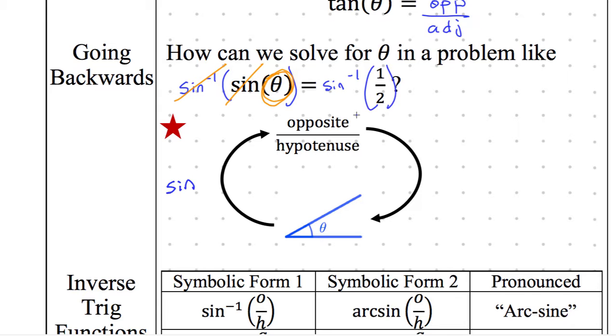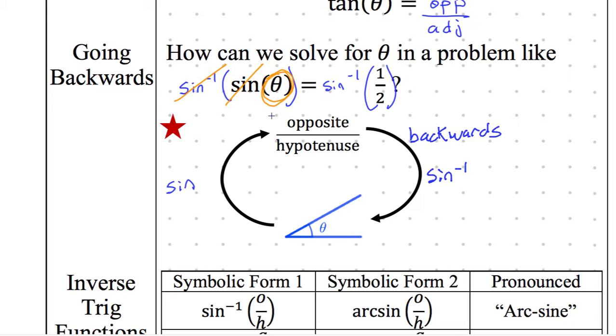Well, what if I started with 1/2, just like this original problem, and I want to go backwards to find the angle? That's what we're doing today. Today is going backwards. This is backwards here. Backwards means we take the arc sine. So if I have opposite over hypotenuse, to go backwards, I take the arc sine to find the angle. And I can go forwards again by taking sine of that.